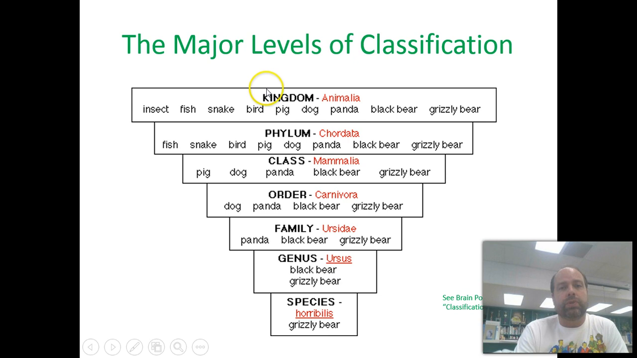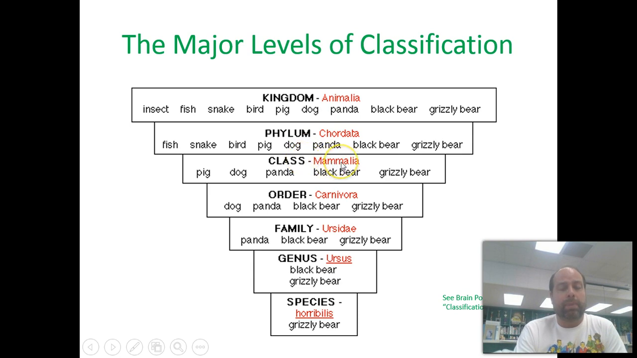Then we go to the kingdom Animalia. All these animals you see right here are animals. We have insects, fish, black bears, and grizzly bears. Then as we go down the levels of classification, we get more and more specific. These organisms are more and more similar. For example, we have the phylum Chordata. This means they all have backbones. If you look here, the insect does not have a backbone, so it is bumped out of this phylum.